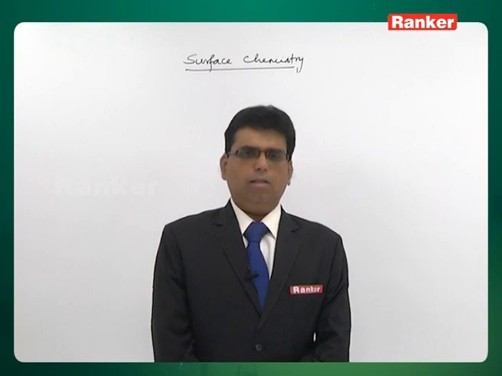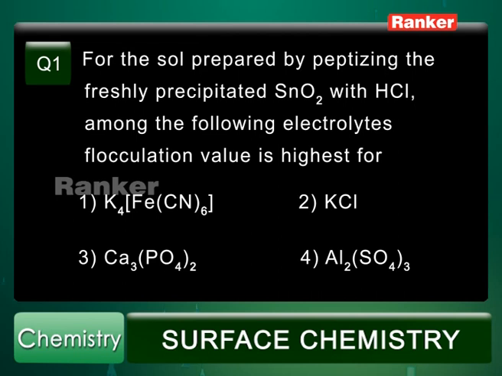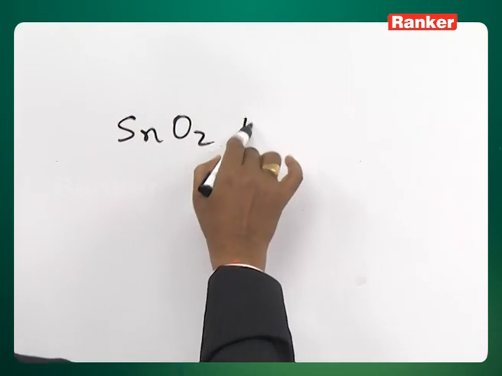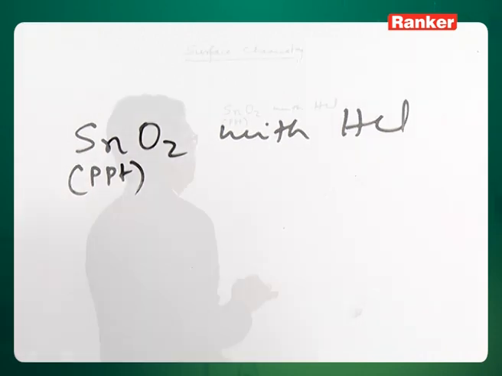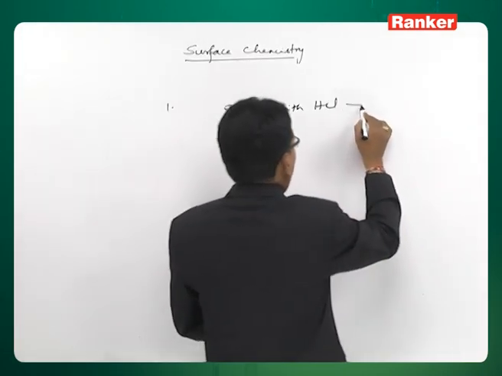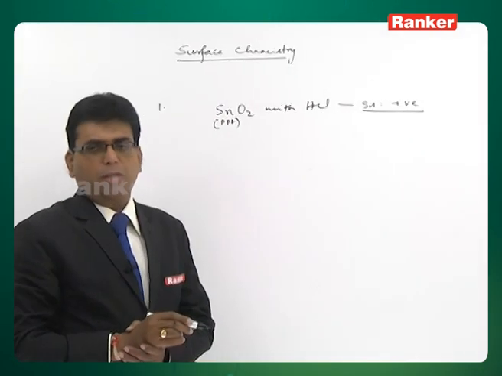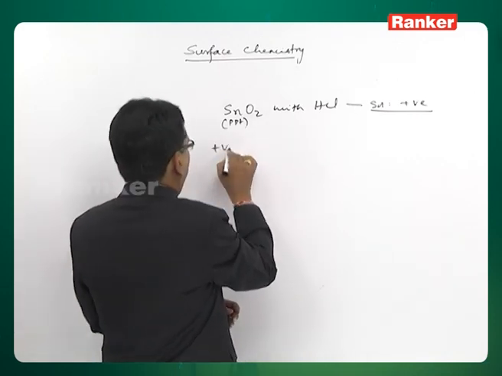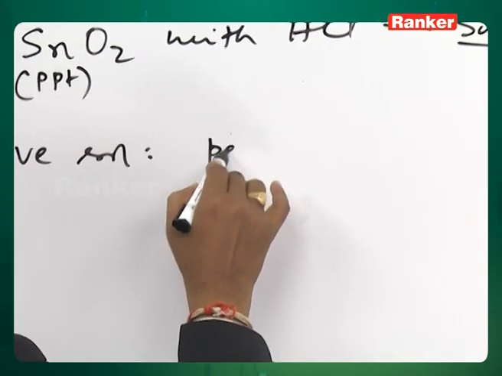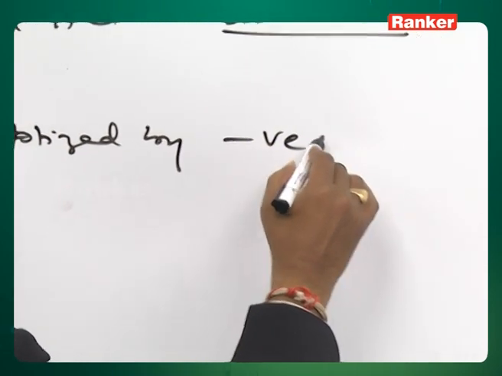Now first let us look at question number 1. For the salt prepared by peptizing the freshly precipitated SnO2 with HCl. SnO2 is the freshly prepared precipitate. In this, the salt what you will get will be a positively charged salt. A positively charged salt is peptized by a negative anion.